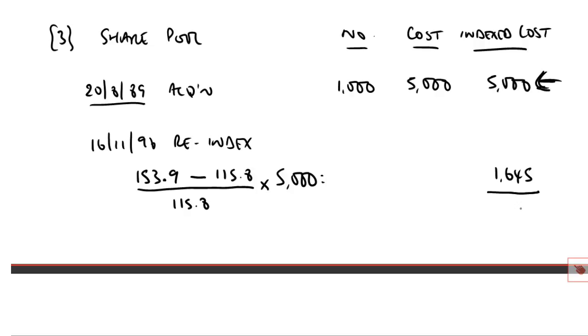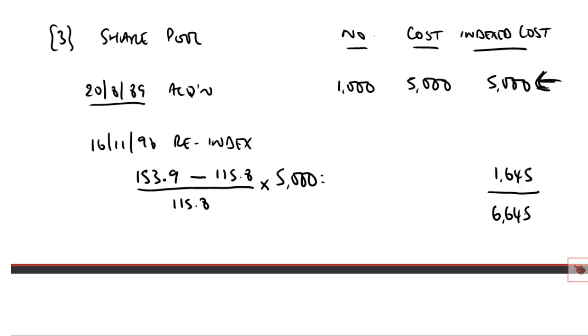£1,645. So in which case, we've now increased the index cost column to £6,645. So whenever you deal either with a purchase, you buy more shares, or as we'll move to in a moment's time, when you sell shares, the first thing that you do is re-index from either, if this is the first re-indexation, from the date of the original acquisition of the original shares in that company, or then on any subsequent re-indexation, you re-index from the last time indexation occurred on the share pool through to the current date.